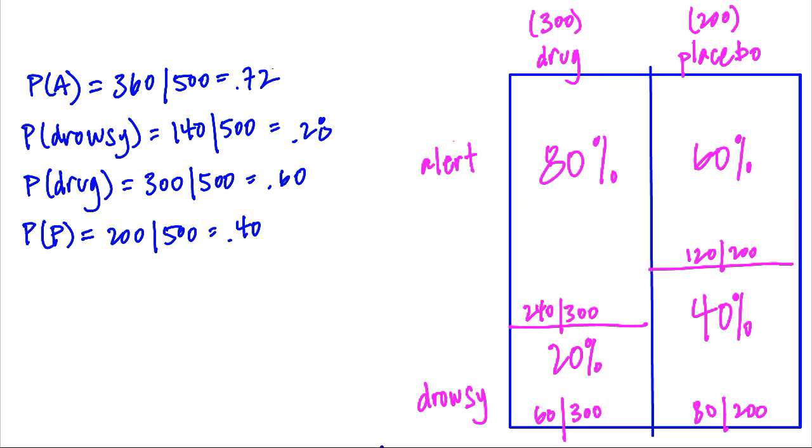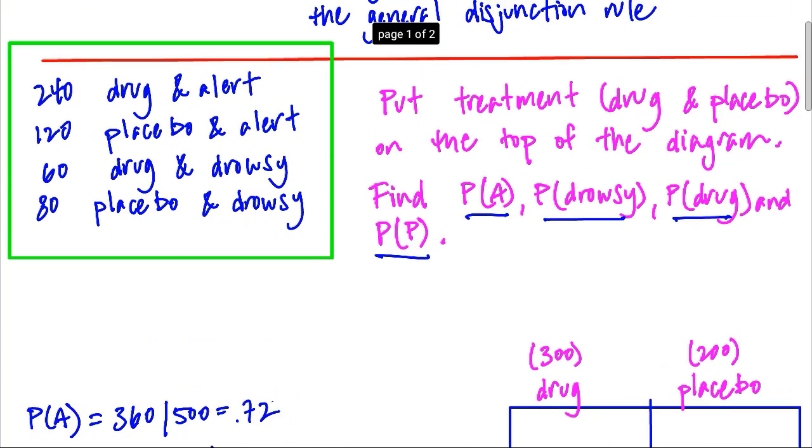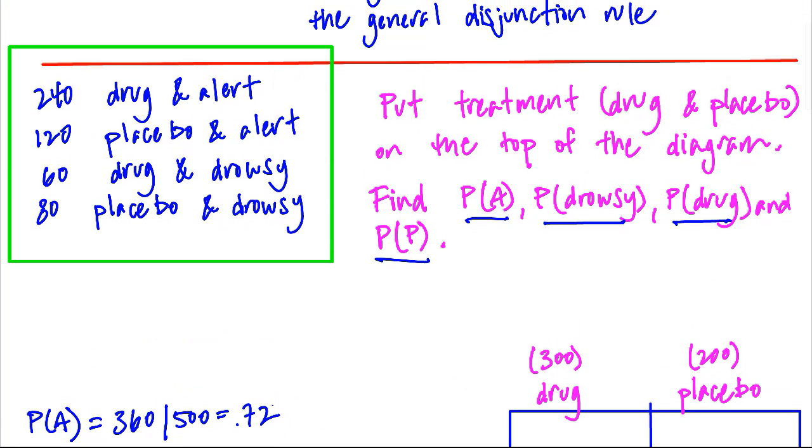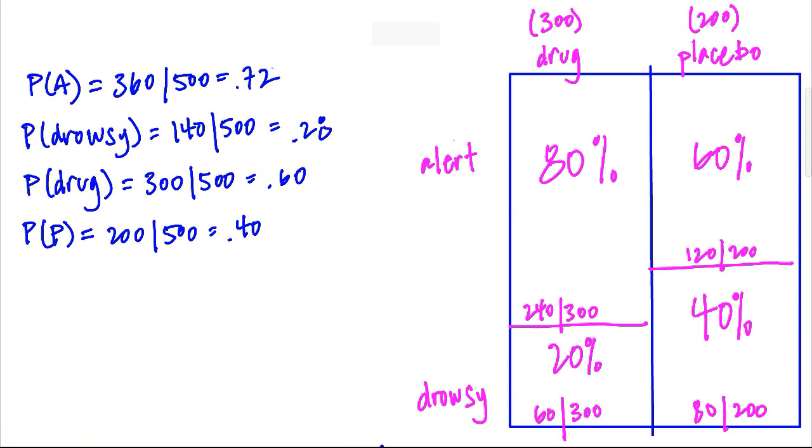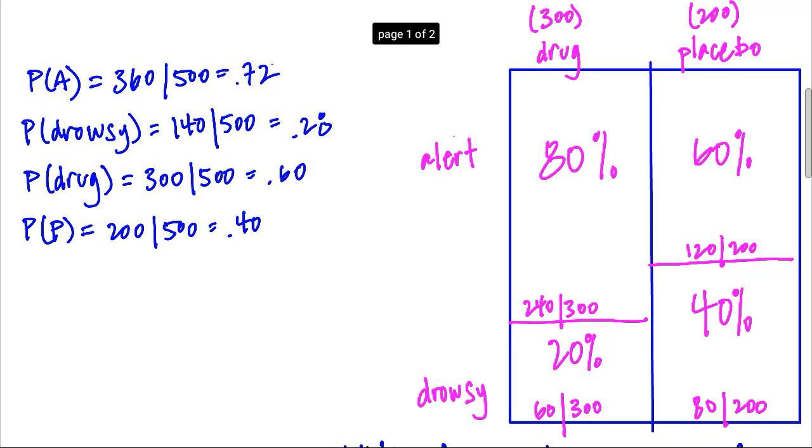Okay, so here we are. Here are our four probabilities. To get these, you just had to do this division. If you add all of these up, we've got 500 people in our population. So the probability of selecting someone who is alert: there are 360 of those people, so 360 out of 500 is 72%.